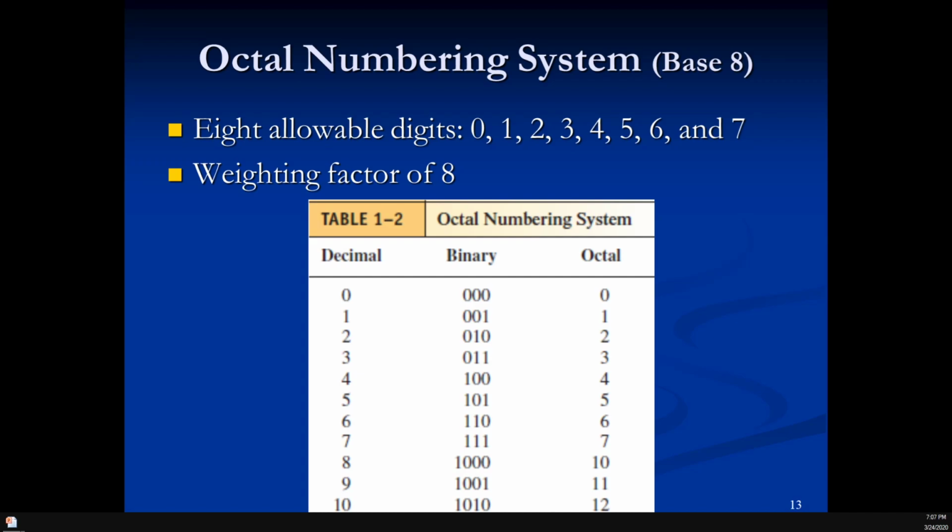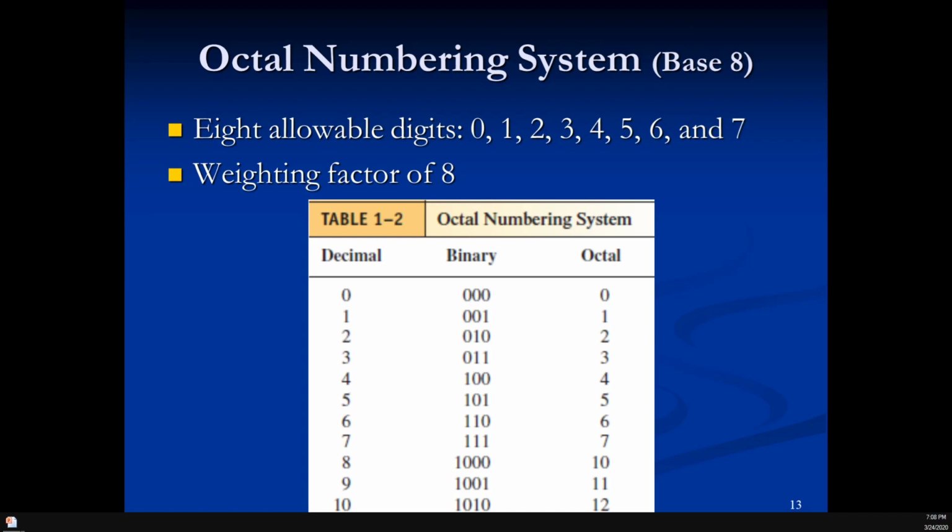All right, so now we're going to go over octal, or base 8, which of course has 8 possible digits, 0 through 7, with a weighting factor of 8. As they show here, there's a table with some decimal numbers and their binary representations and then their octal representations. If you notice in the octal column, they number from 0 to 7, but once they hit 7 and go past that, they have to roll the next column over to a 1 and then start numbering at 0.